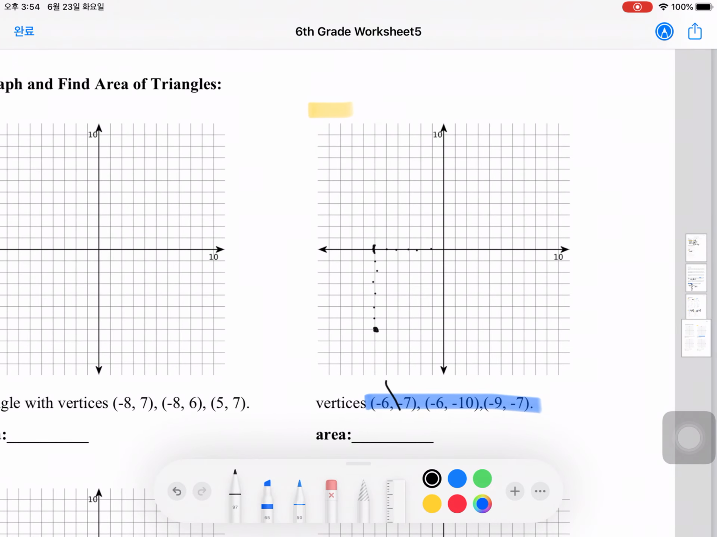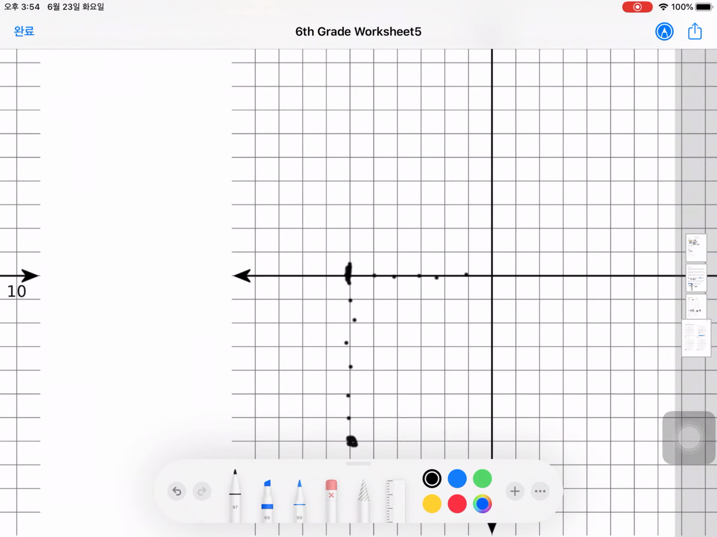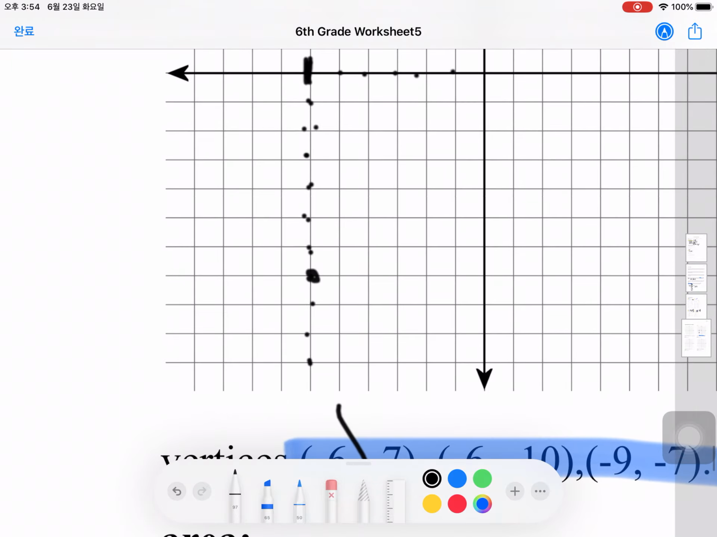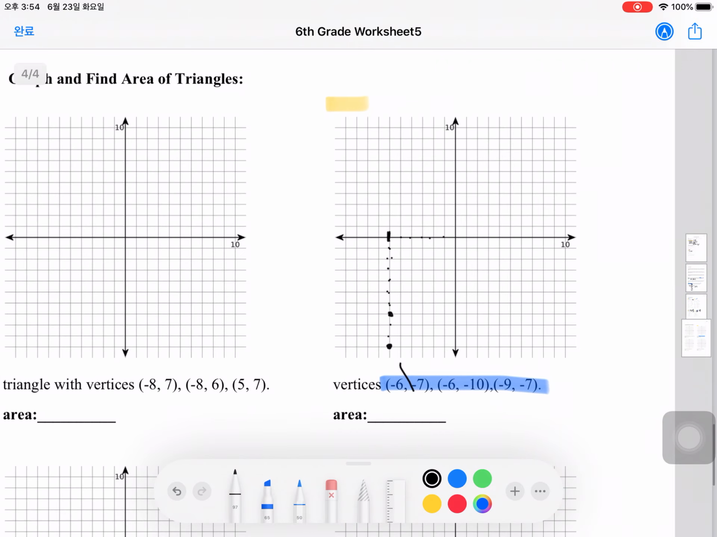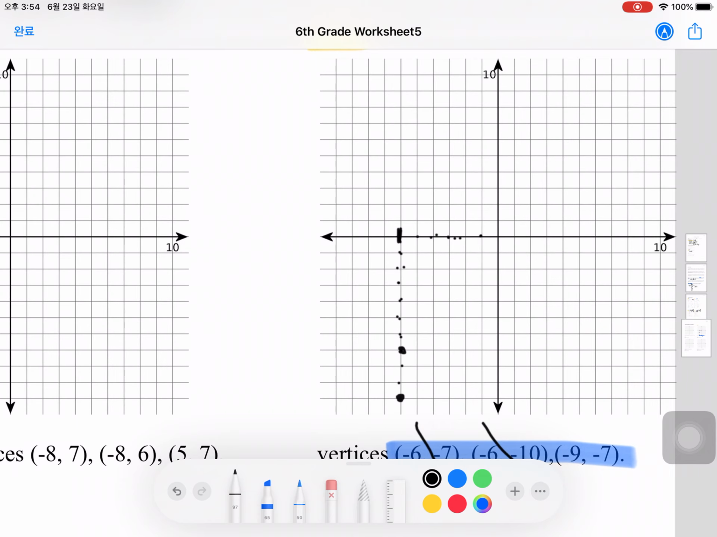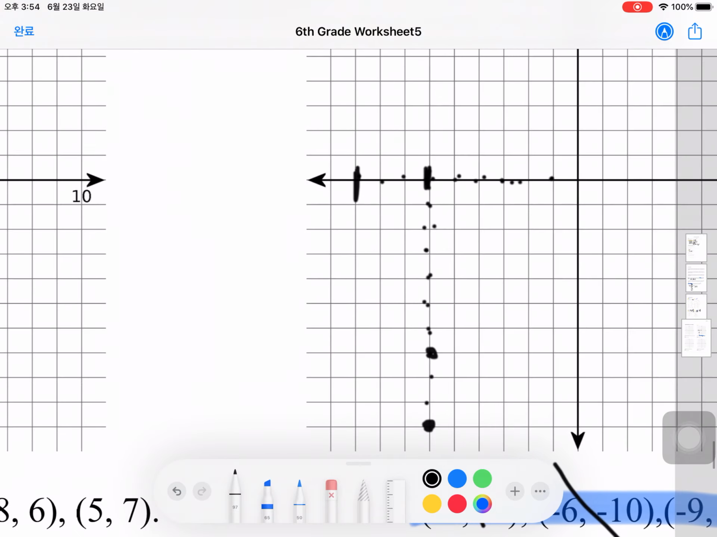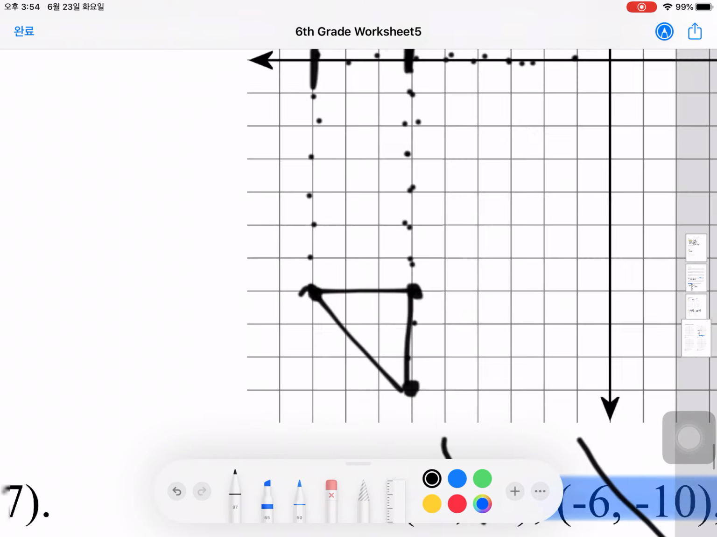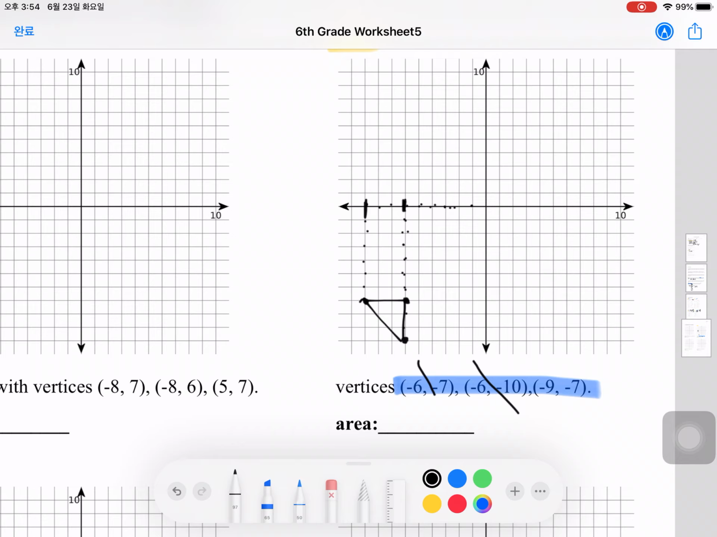And the next one is -6, -10. So this was -6 earlier, and we'll just go down 10. 1, 2, 3, 4, 5, 6, 7, 8, 9, 10. Right here. This is your second point. And your last point would be at -9, -7. 1, 2, 3, 4, 5, 6, 7, 8, 9. This is -9, -7, so we go down 7. 1, 2, 3, 4, 5, 6, 7. Right here. This will be our triangle, so let me just quickly connect the lines, and we're going to be finding the area of this triangle.